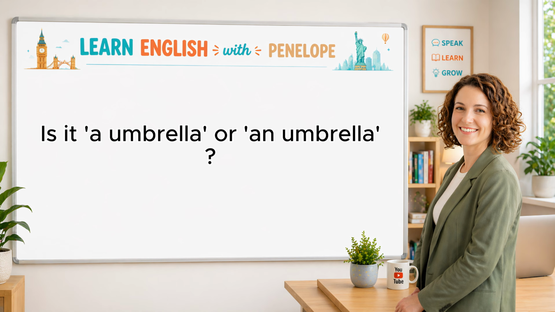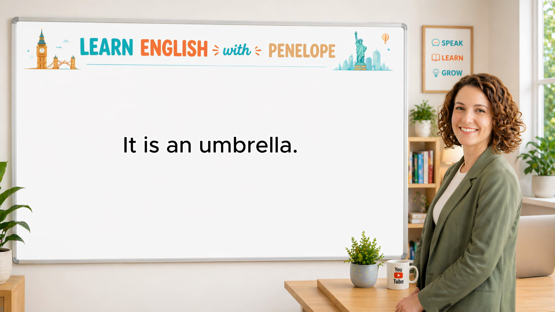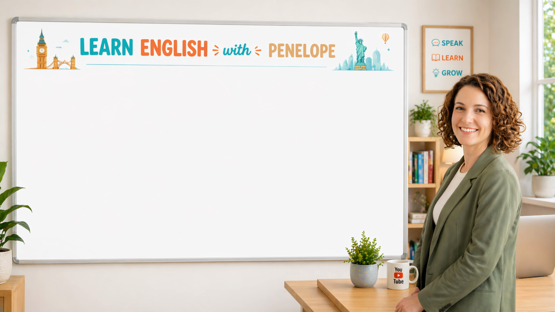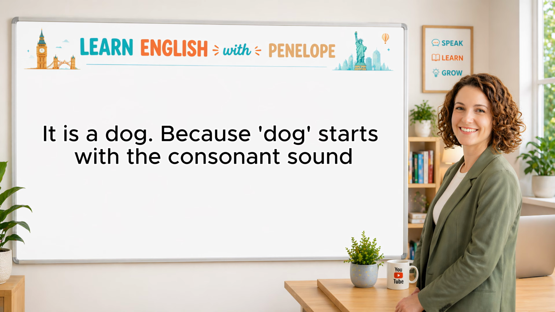Is it an umbrella or a umbrella? It is an umbrella, because umbrella starts with the vowel sound u. Is it a dog or an dog? It is a dog, because dog starts with the consonant sound d.